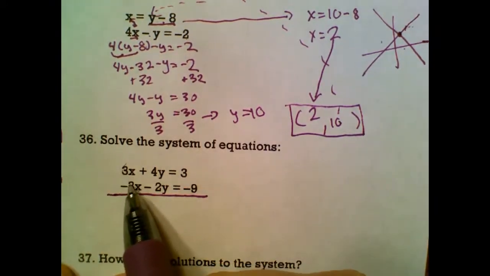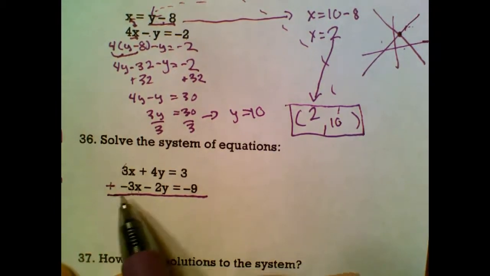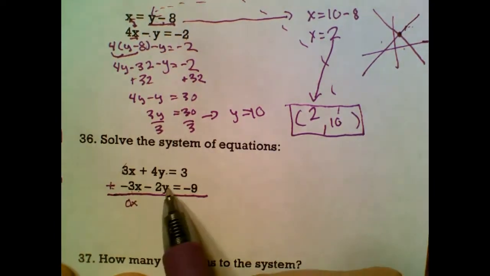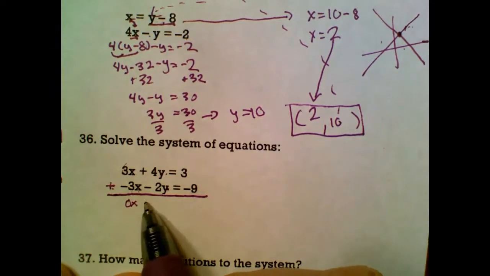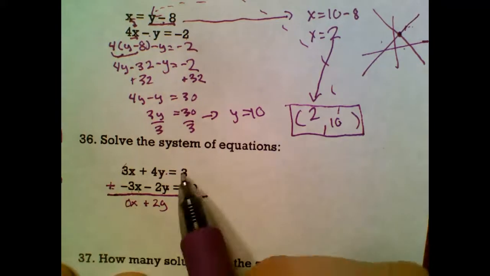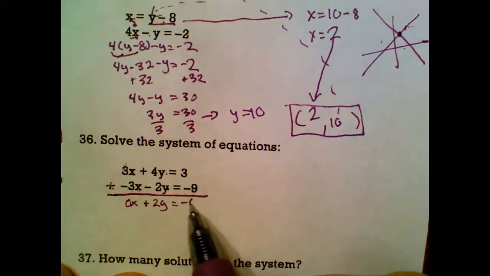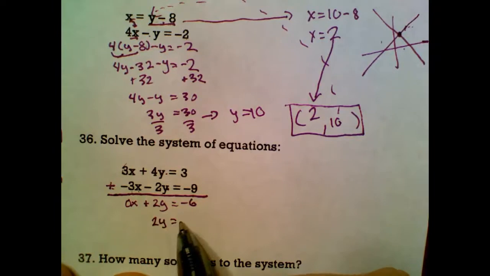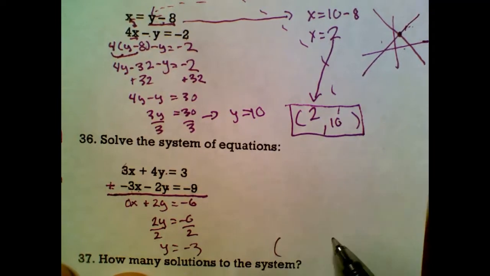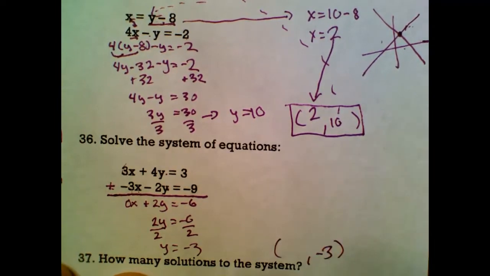Well, in this case 3 minus negative 3 wouldn't do it. That would make it 6x. So let's add these 2. That will cancel them off. So 3x plus negative 3x, that's 0x. That's gone. 4y plus negative 2y, well, that's like subtracting, so that's plus 2y. And then 3 plus negative 9, that's 3 minus 9, so that's negative 6. So I got 2y equals negative 6. Let's divide by that 2. And I get y is equal to negative 3. And I'll put that right here. Okay, so we got our negative 3.